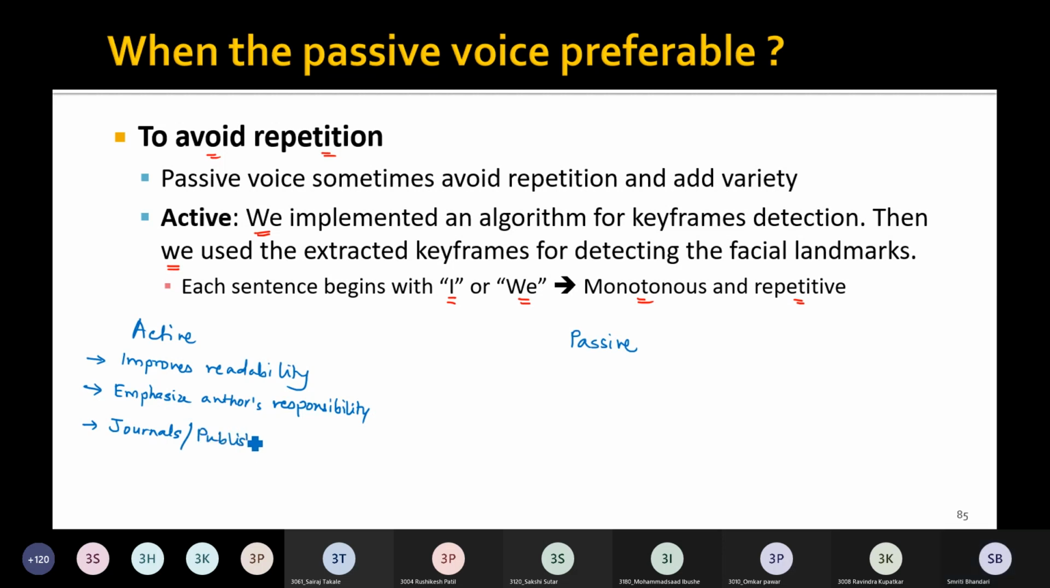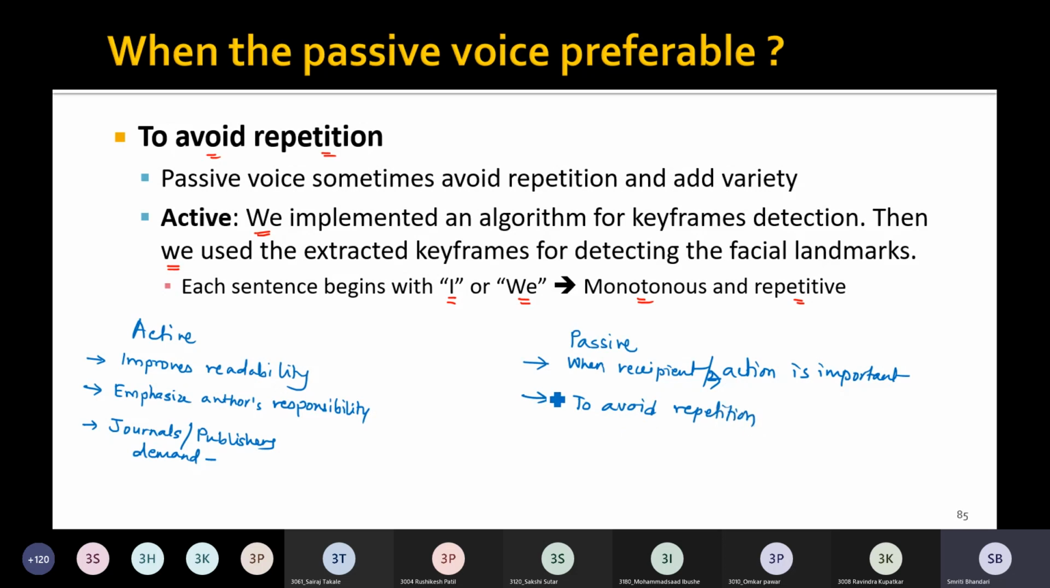And third thing, many times the journals or the publishers demand to write in active voice. Okay, when is passive voice preferred? When the recipient is the main focus. Second point, the action is important. And third point, if we would like to avoid repetition. Okay, in these situations we should use passive voice.